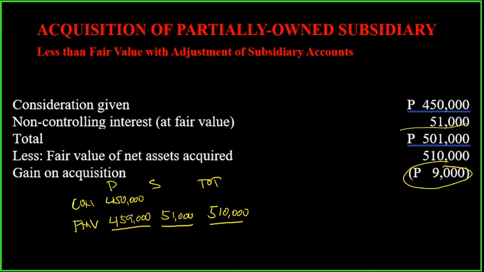Okay, so nag-assume daw siya 450 divided by 90%. So this one will be 500. And 10% of that will be 50,000. Pwede ba to na magkaroon siya ng negative? Okay, na 1,000? Hindi pwede. Kaya, dapat ang lowest lang na value nito will be the fair market value. The share in the fair market value of the net assets, which is 51,000. Let's try to eliminate that. So, 0 na to. Okay? And then, this one will be negative 9,000.